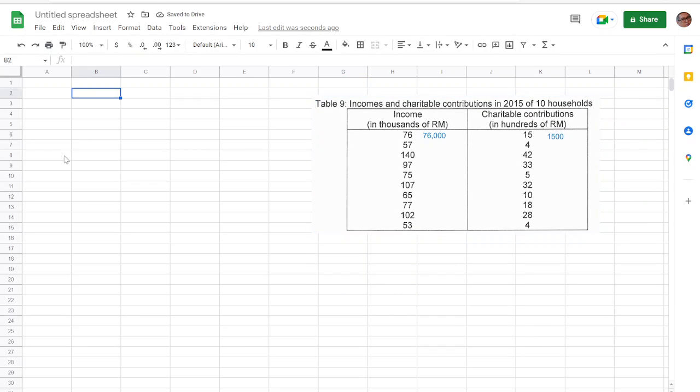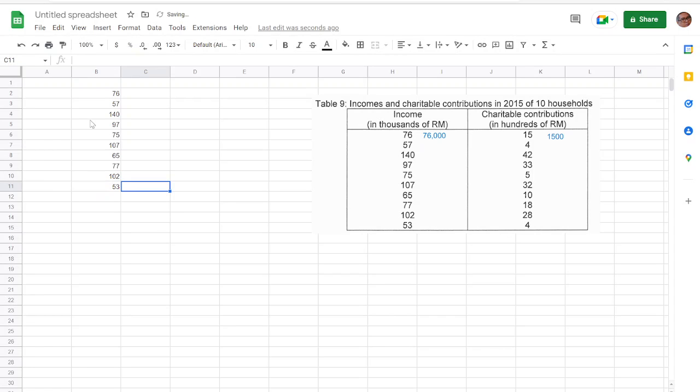Okay, I want to get this value first. The first one is 76, and then you have 57, 140, and then you have 97, 75, 107, 65, 77, 102, and then 53.